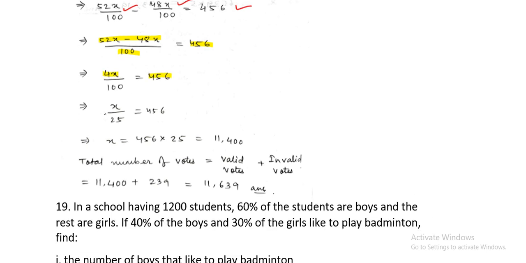So now by 100 will become here. 4 by 100 will become 25. 4x is 100. Now 25 will get into here, multiplied here, and we will get 11,400. Now what is 11,400? 11,400 is x.